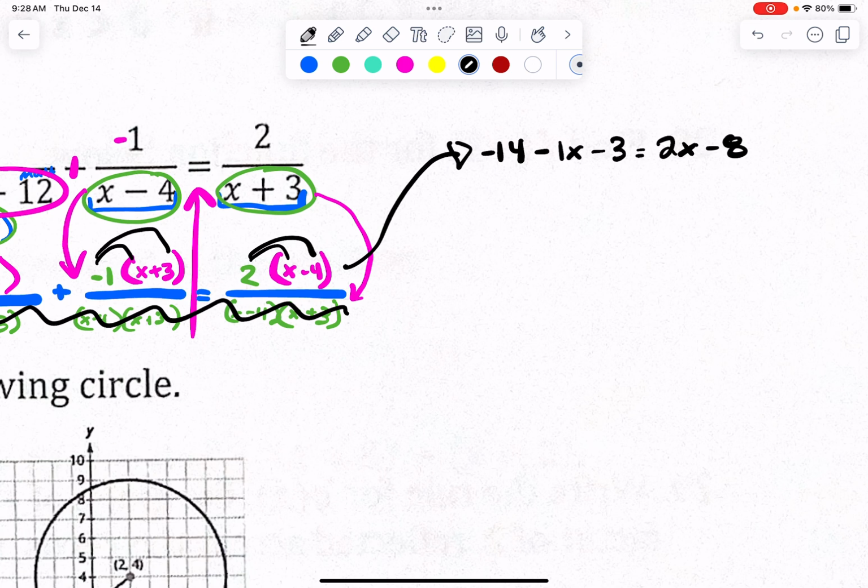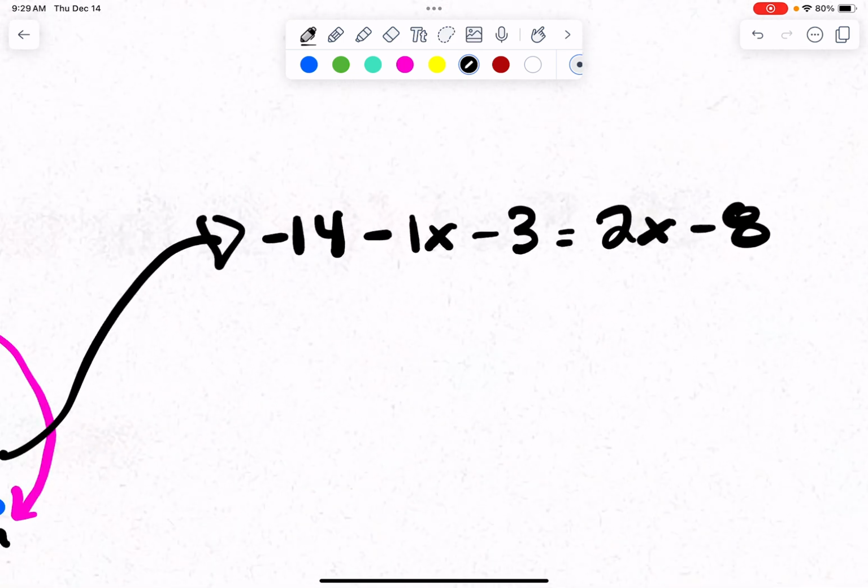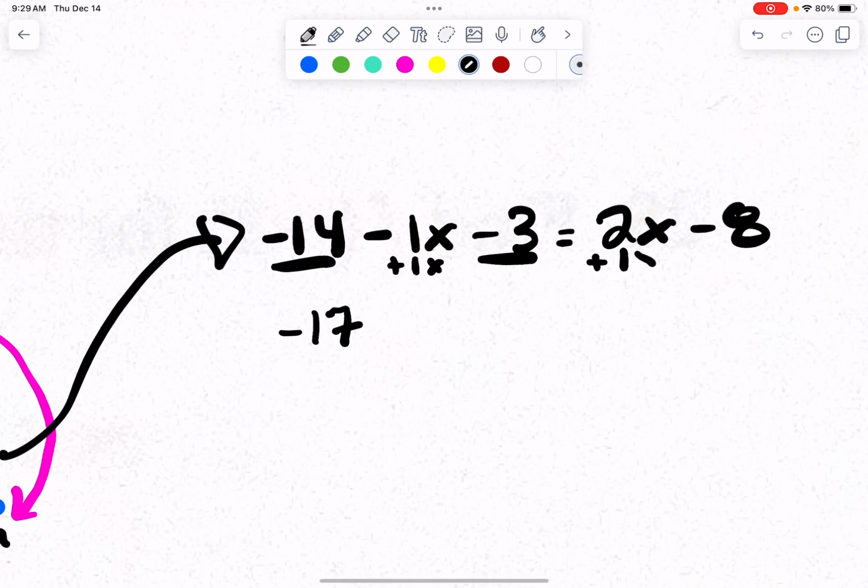Okay. I'm going to now solve some stuff. I'm going to combine my minus 14 minus 3. That is minus 17. I'm going to add the 1x over. So I get negative 17 equals 3x minus 8. I'm going to add the 8 over.